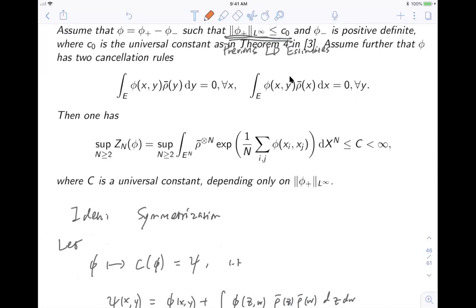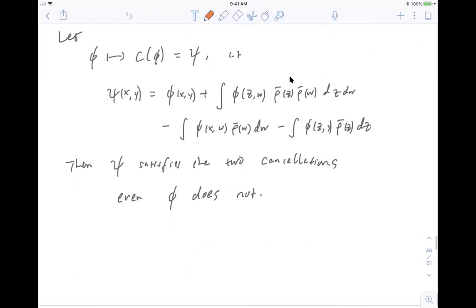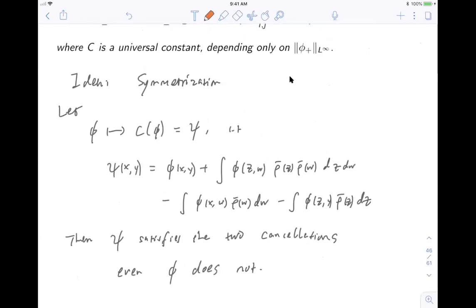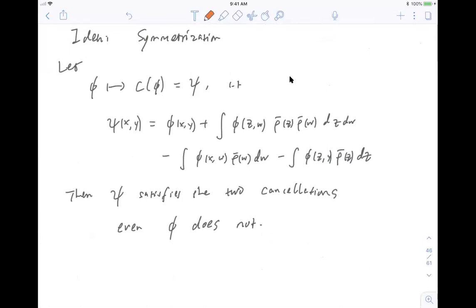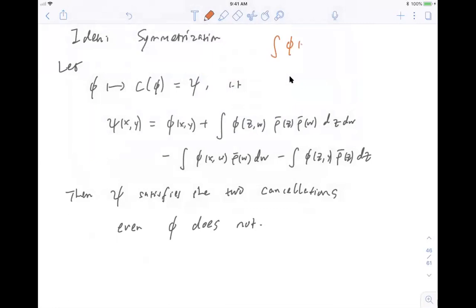But we can still get that. And how to do that? It's a very short proof. I'll just show you basically the idea. The idea is the following. You have phi, which possibly does not satisfy the cancellation property. When I say cancellation, that means the following. I used it several times. It's phi of x, y. So this is the true cancellation property, but possibly phi does not satisfy this.